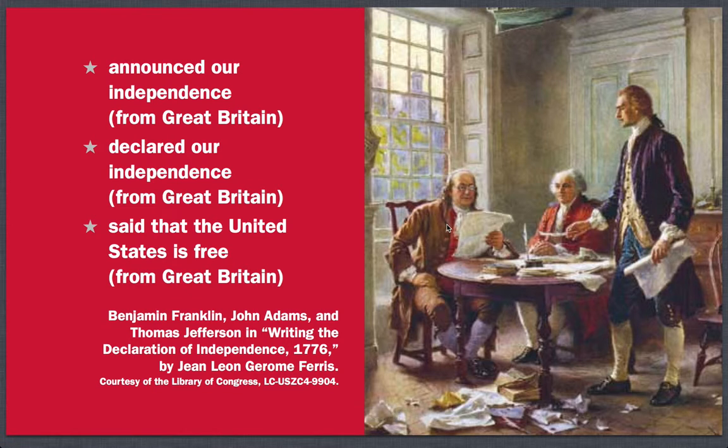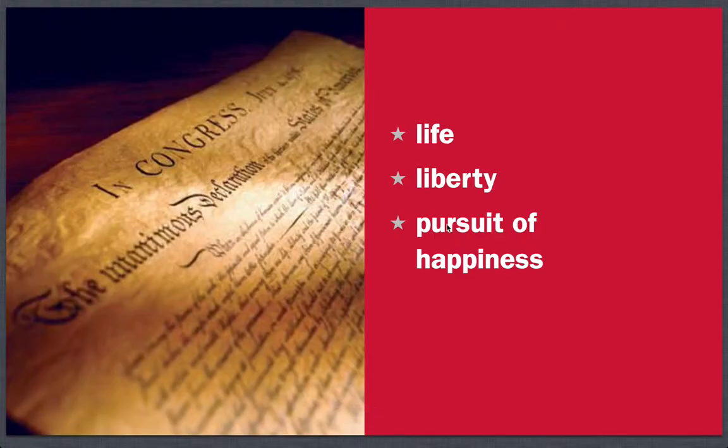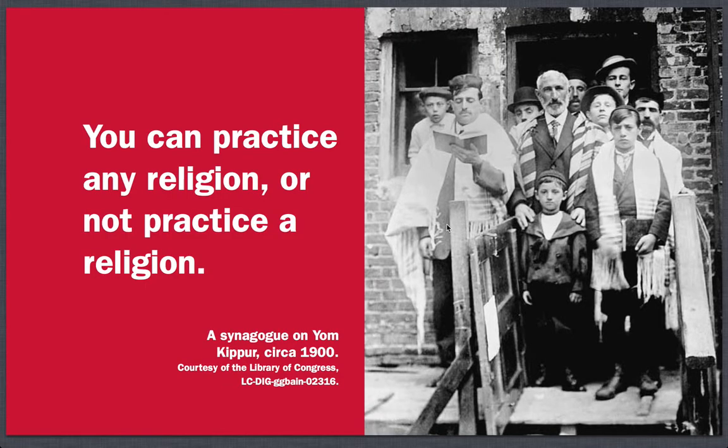What did the Declaration of Independence do? It announced our independence from Great Britain, or declared independence. And by the way, you don't have to answer with exactly the words stated here, but it has to mention that we declared independence. What are the 2 rights in the Declaration of Independence? Life, liberty, pursuit of happiness. What is the freedom of religion? We can practice a religion or not practice a religion.